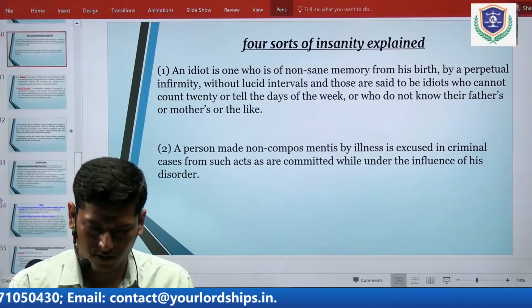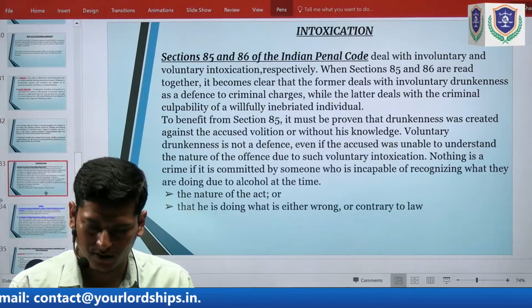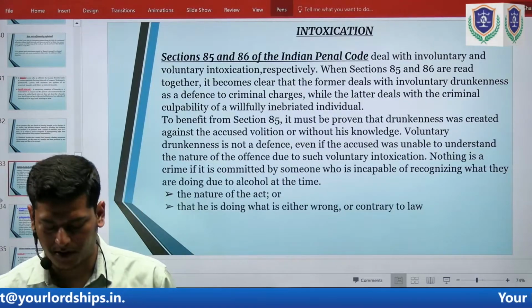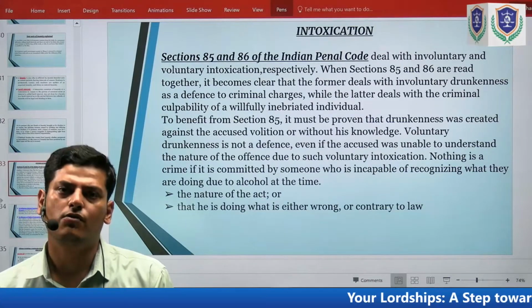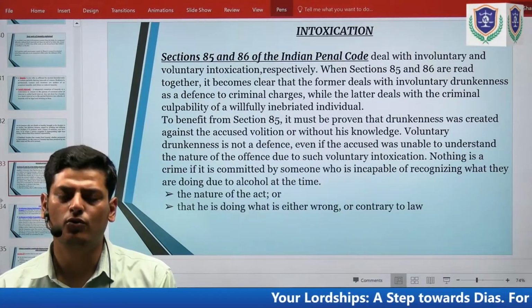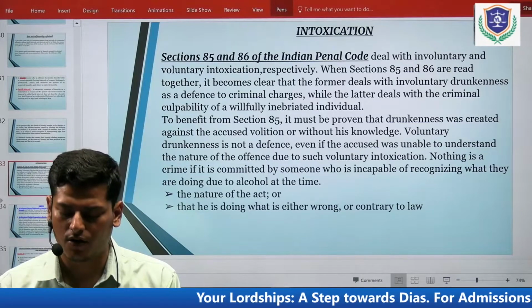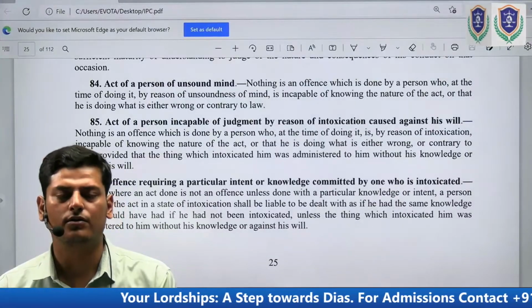Rest is only for studying in detail. Maybe for the mains you can study these topics in detail. But from the prelims point of view, this would be sufficient. Now we come to the next defense, that is the defense of intoxication.